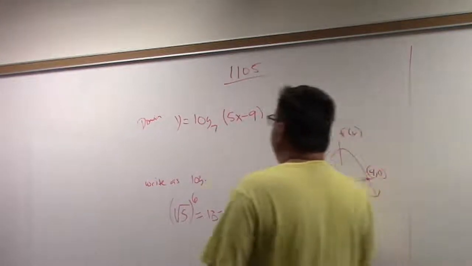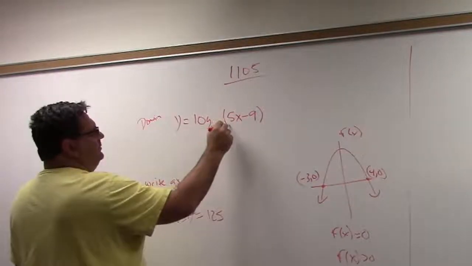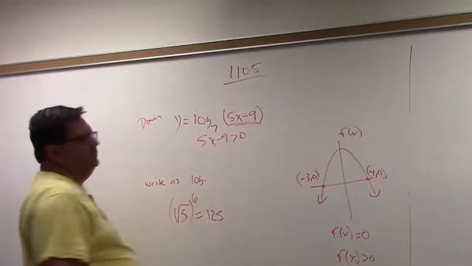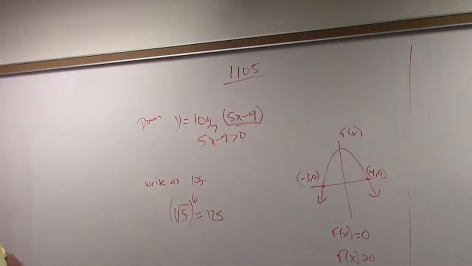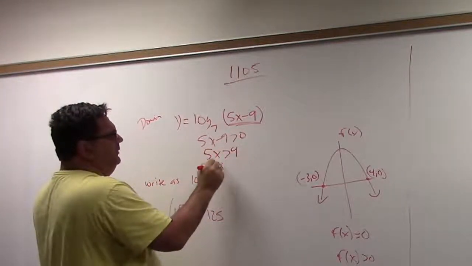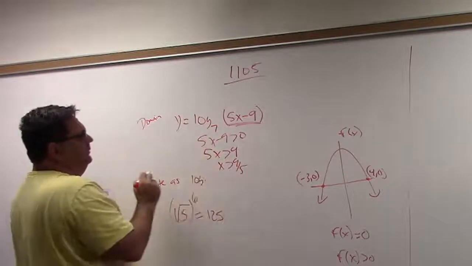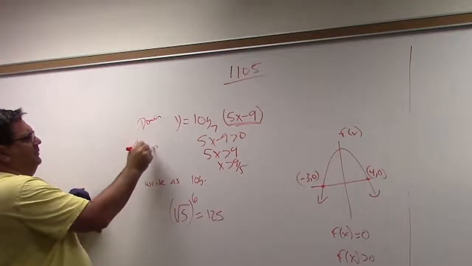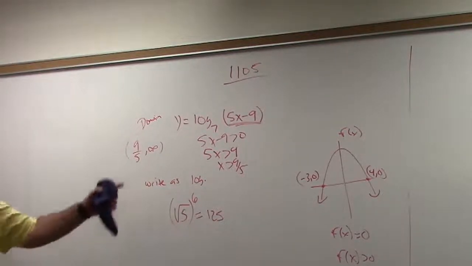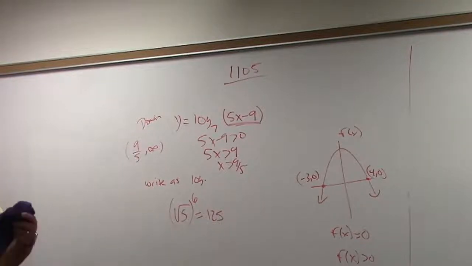You set this piece greater than 0. 5x is greater than 9, so x is greater than 9/5. That is 9/5 to infinity. You always say greater than 0? For logarithms, yes. It could be negative if you have to divide by a negative number, but then you have to rotate the inequality.